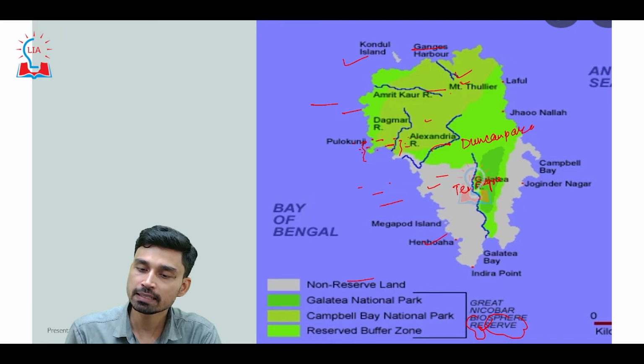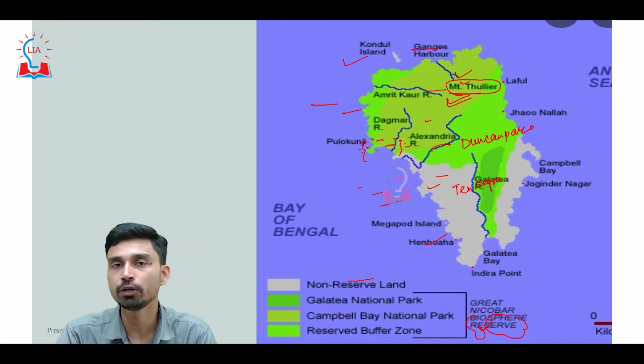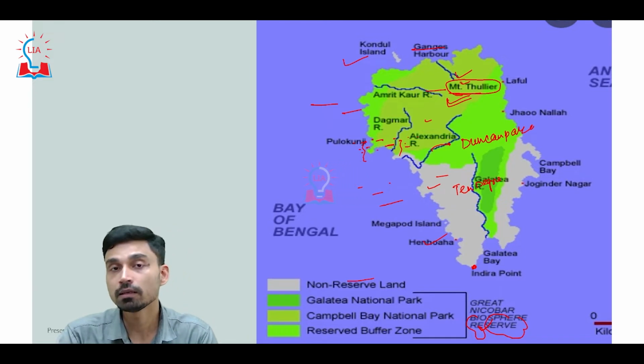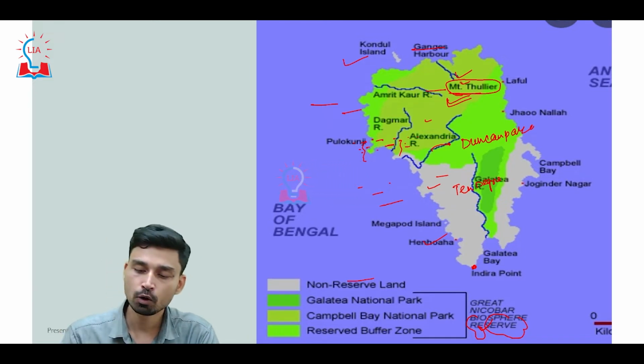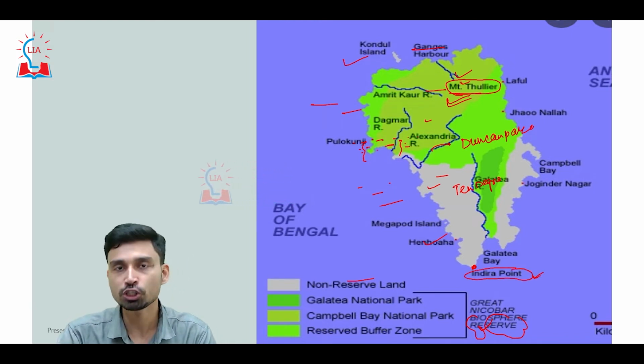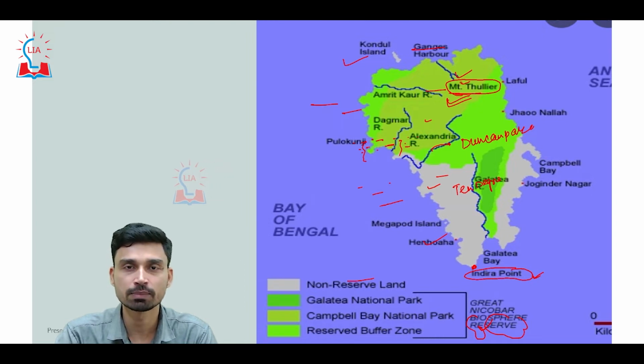Apart from that, another important fact is that the highest point of Great Nicobar is what is called Mount Thullier. And as you can see, there is Indira Point, which is believed to be the southernmost point of India. However, many experts believe that during the tsunami of 2004, this Indira Point was completely washed away by the tsunami waves that struck this particular island.